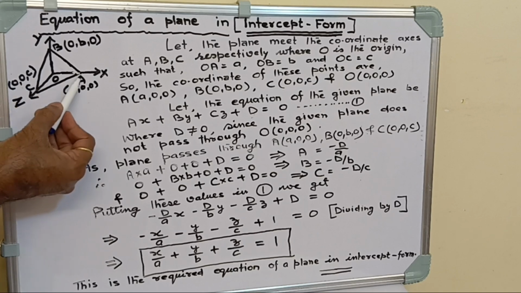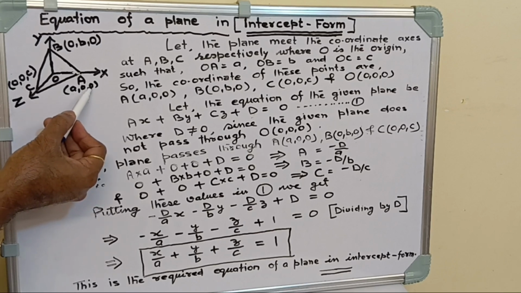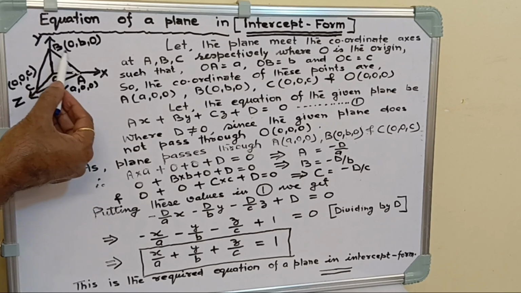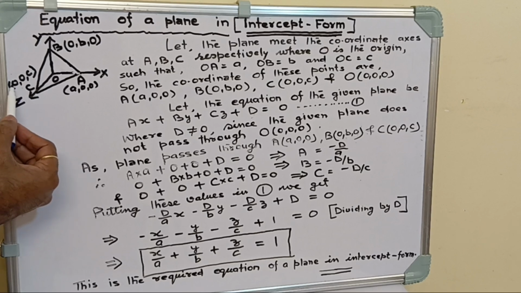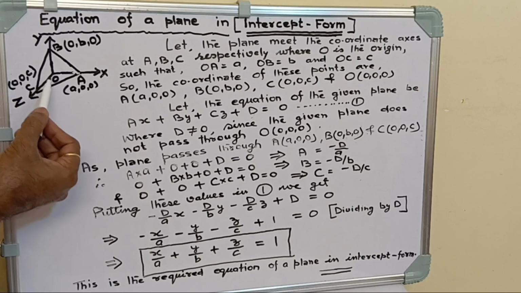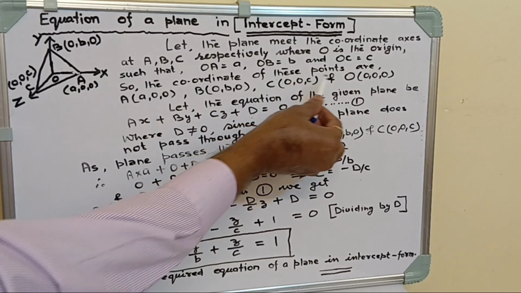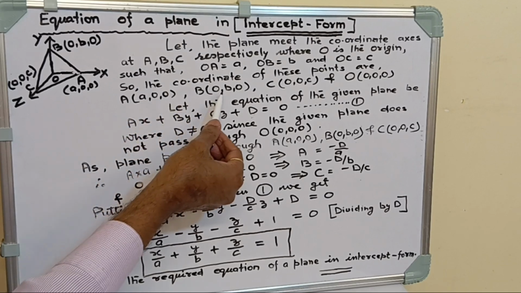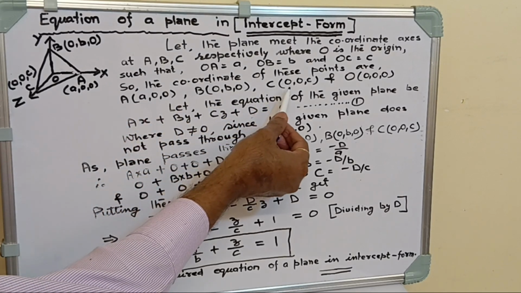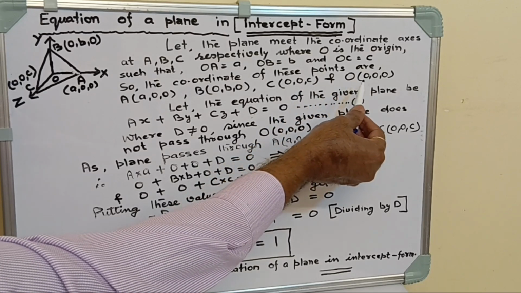So, coordinate of A is (a, 0, 0). Coordinate of B is (0, b, 0). And coordinate of C is (0, 0, c). Where coordinate of origin O is (0, 0, 0). So the coordinates of these points are A(a, 0, 0), B(0, b, 0), C(0, 0, c), and coordinate of origin O is (0, 0, 0).